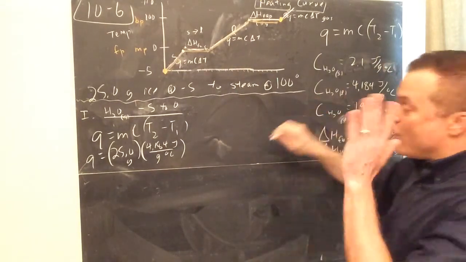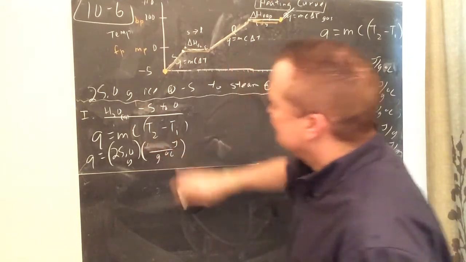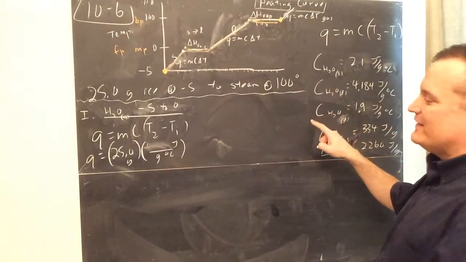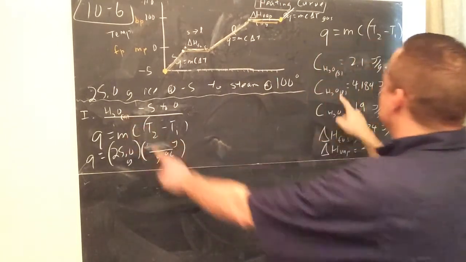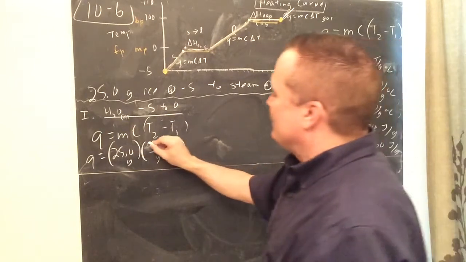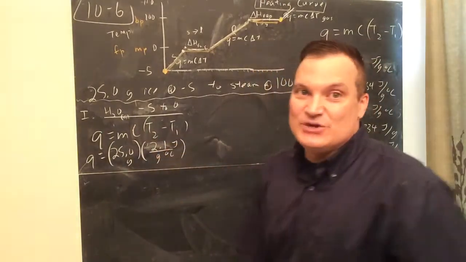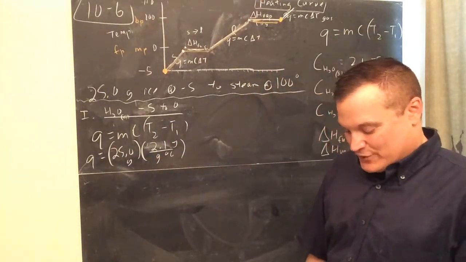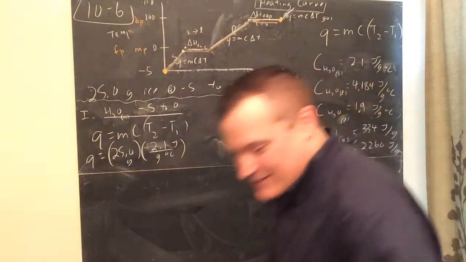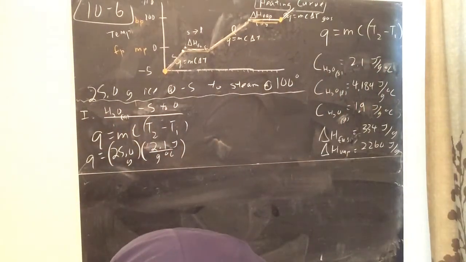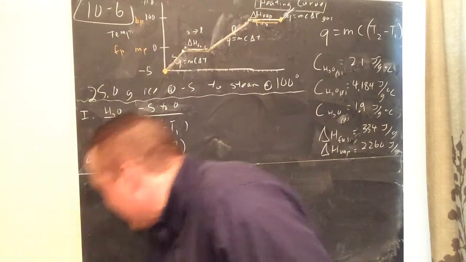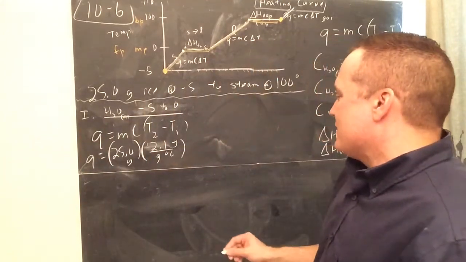liquid. Oh, I'm wrong. That's not the one for solid. I put liquid in there. I have solid H2O, so I have to watch out. Thermo is a lot of bookkeeping. It's 2.1 joules per gram degree Celsius. Okay. I hope I'm not going to have to stop in the middle of the problem. I might have to, but all right.